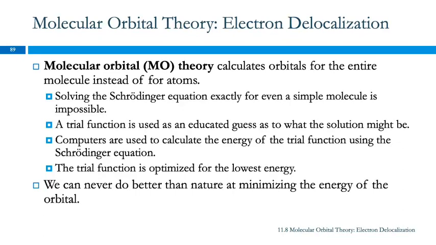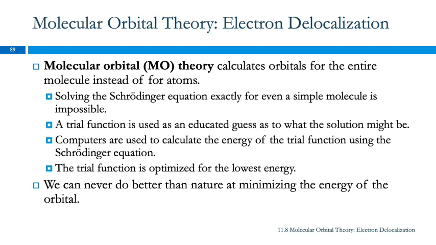So now we're going to talk about the last bonding theory that we'll cover, molecular orbital theory. This is sometimes abbreviated MO, molecular orbital. As the name suggests, this calculates an orbital for the entire molecule instead of for individual atoms.